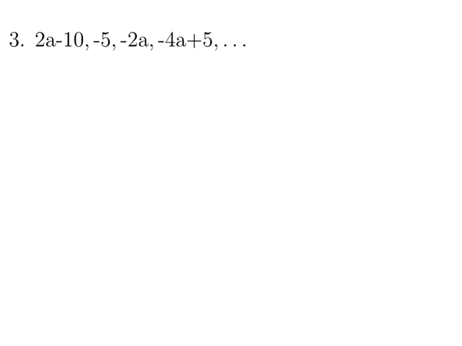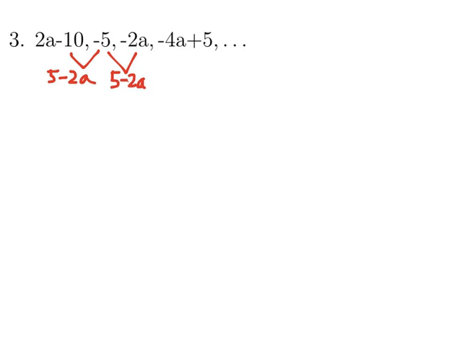Problem 3 looks quite a bit more complicated. So let's just start by taking the differences and seeing what they are. Negative 5 minus the quantity 2a minus 10 is going to be equal to 5 minus 2a. So now that we've found that difference, let's find the following. We have minus 2a minus a negative 5, which is just 5 minus 2a.